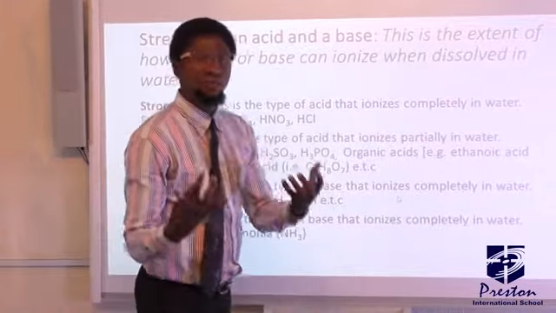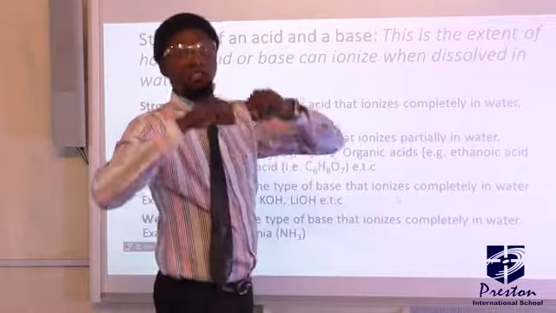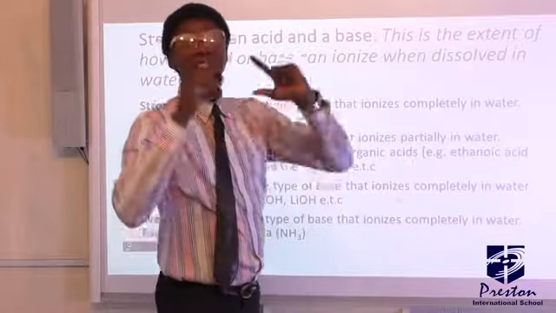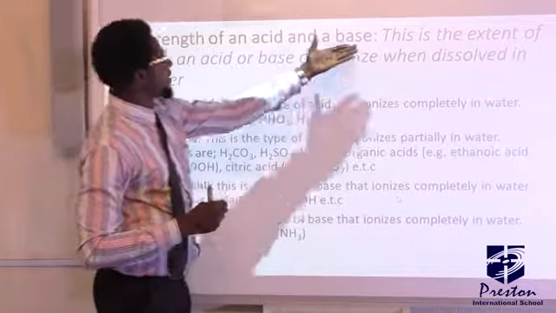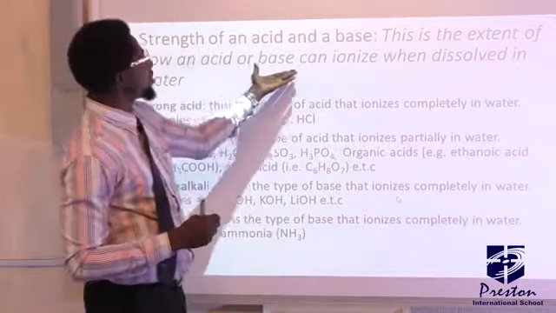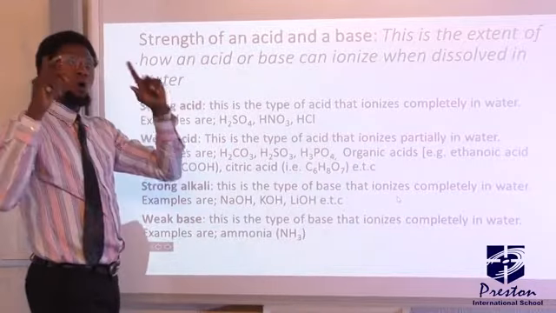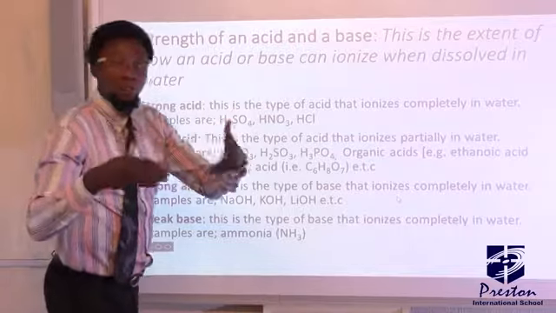What do we mean by strength of an acid and a base? This is the extent to which an acid or a base dissociates or ionizes in water. Strength of an acid is the extent to which an acid or base can ionize when dissolved in water. We have different types of acid and base with respect to their strength.